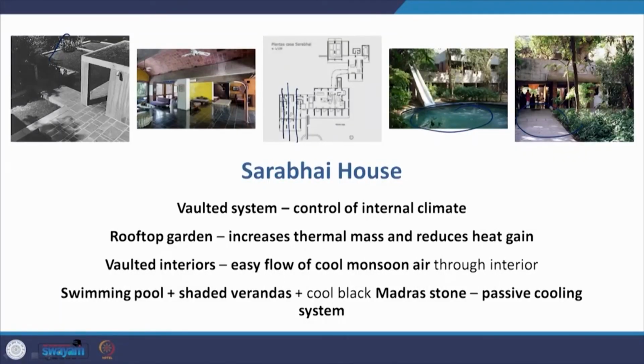And then there is the swimming pool in the back, the swimming pool here, and the shaded verandas that you see, which is through and through the house. And these for example, the picture that you see is taken from somewhere, this picture is somewhere here, and then there is the pathway, and this is the space through and through. So these swimming pools and shaded verandas, and there is this cool Madras stone. In fact, one point that I would again tell you later is about the use of the modular scale. So all these lead to a passive cooling system.